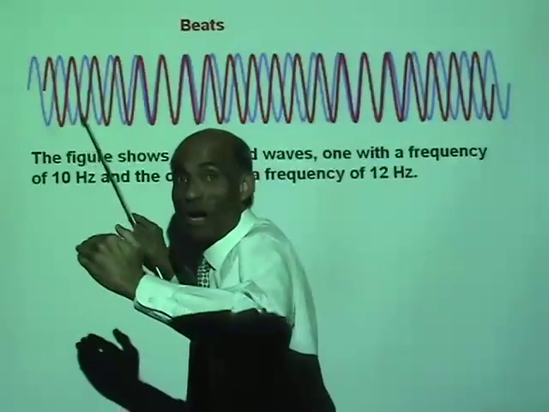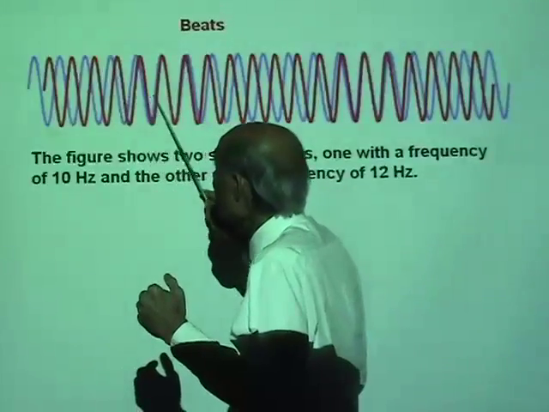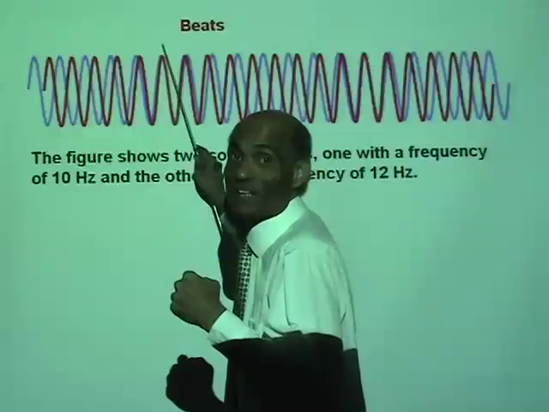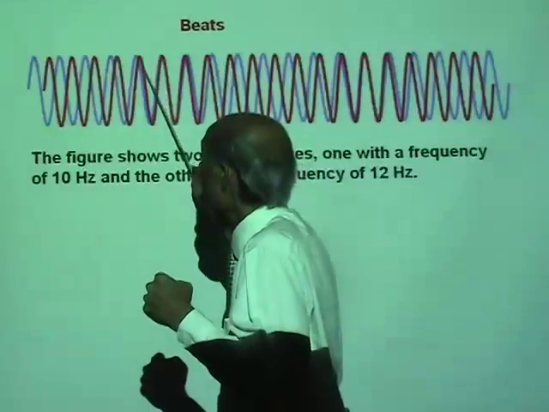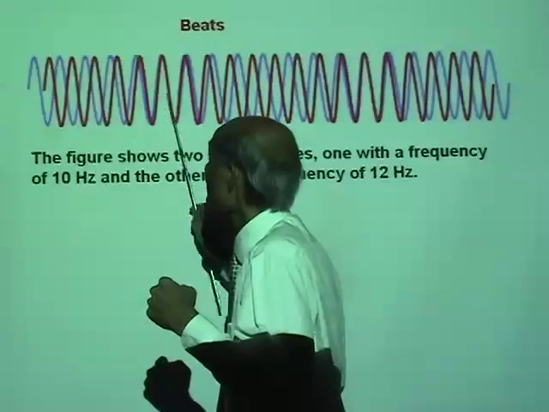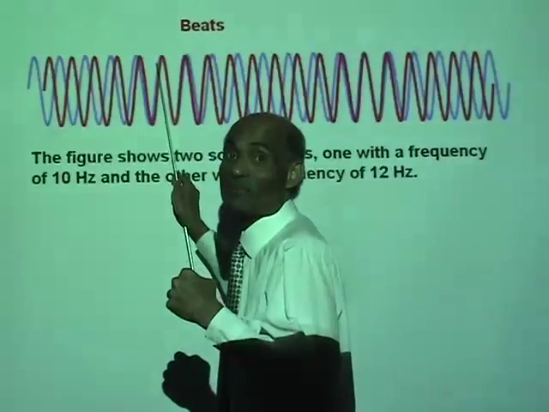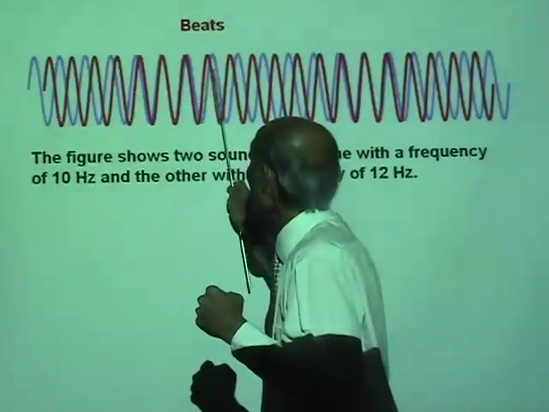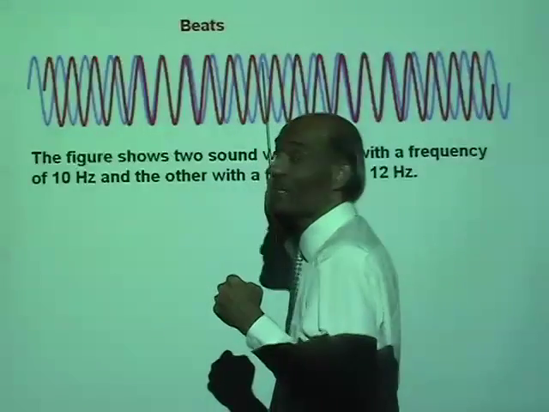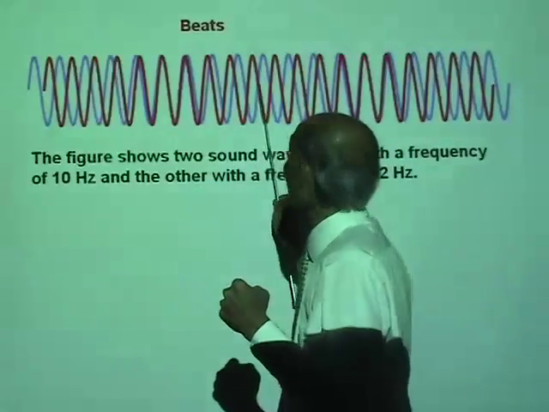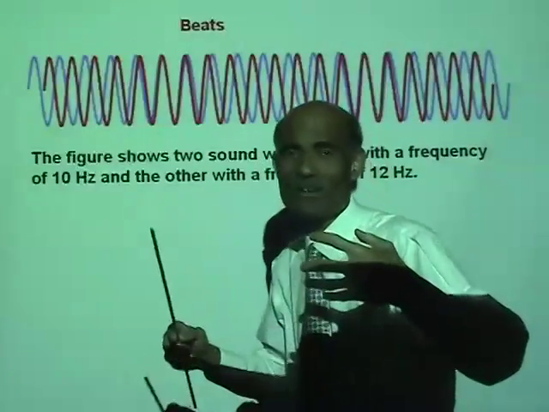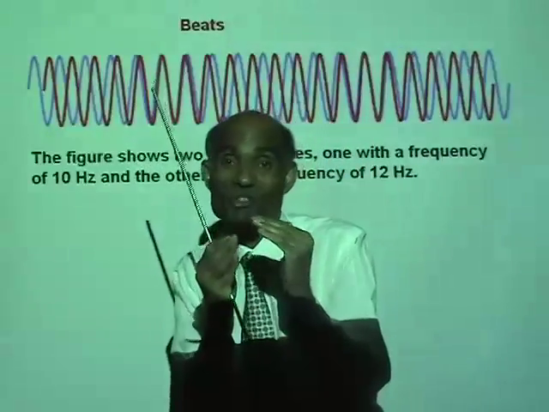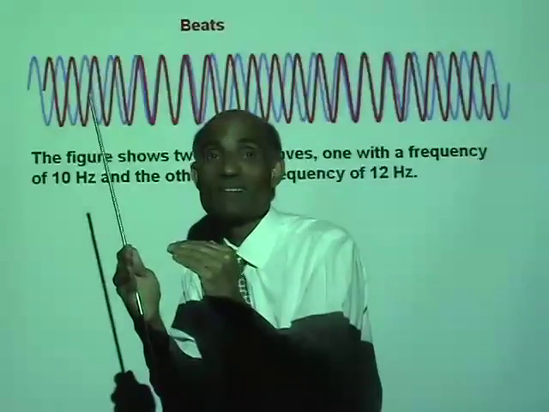But as they advance, they soon come in phase. Here the compression falls on compression and rarefaction falls on rarefaction. They are in phase. And very soon they get out of phase. Here they are completely out of phase. And now they are in phase again. Why does this happen? Because they have slightly different wavelength.